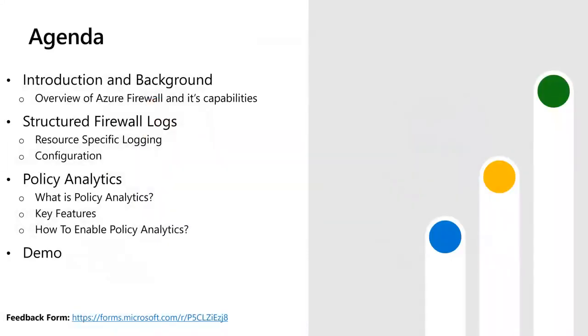Moving on to the agenda, we will be starting with introduction and background on the Azure Firewall and its capabilities. And then we will talk about structured firewall logs. We will cover how resource-specific logging will be beneficial to us. And then we'll talk about the configuration of this particular feature. And then from there onwards, my colleague Gustavo will be taking over and talking about policy analytics. And he will cover key features and how to enable that feature as well. And then we will go over a demo on these two features that we just discussed.